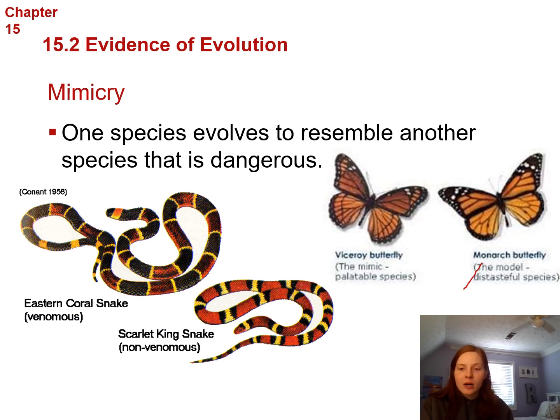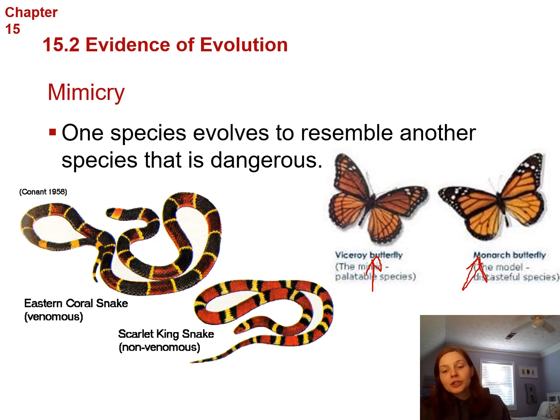So you have the monarch butterfly right here, and then you have the viceroy butterfly right here. The monarch butterfly is actually extremely toxic to birds, and so they will stay away from the monarch butterfly. They will not eat them, they will not go near them, because they know if they eat the monarch butterfly, that is immediate death. The viceroy butterfly actually tastes really good to birds, and it doesn't kill them.